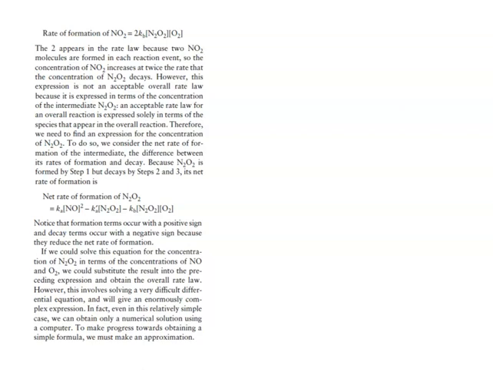To do so, we consider the net rate of formation of the intermediate, the difference between its rate of formation and decay. Because N2O2 is formed in step 1, but decays in steps 2 and 3, its net rate of formation can be defined in the following way. Note that the formation terms occur with a positive sign and the decay terms with a negative sign because they reduce the net rate of formation.